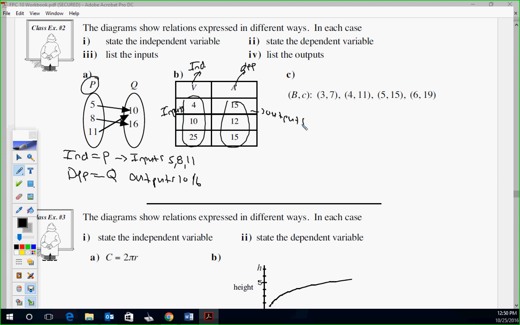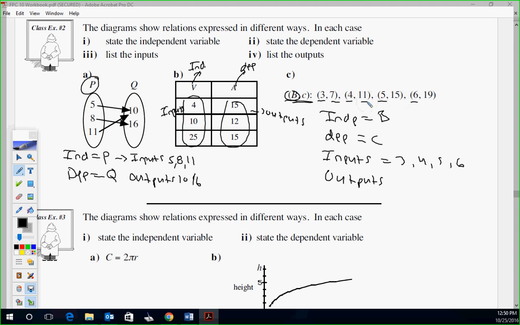Okay, for C, Aiden, what's your independent variable? Yeah, the big B. What's your dependent, Ridge? C. Okay, your list of inputs will be your first number for all of them. So 3, 4, 5, 6 is your inputs. Your outputs will be your second number for all of them: 7, 11, 15, 19.